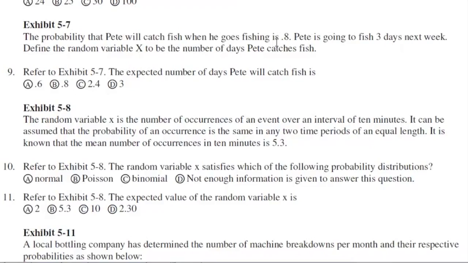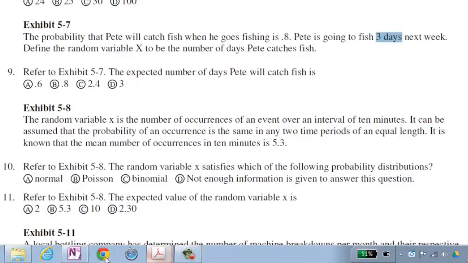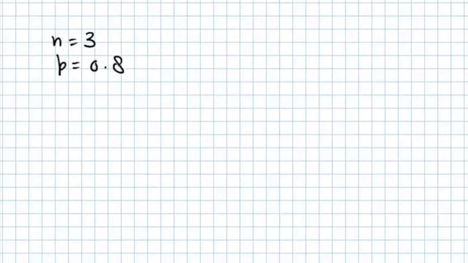So there is a probability of catching fish which is 0.8 or 80%, and then 3 days next week. When you read this type of problem, although it is not indicated whether it is a binomial or Poisson or hypergeometric, what is given is n and p. So in these situations, n and p are the parameters of binomial distribution.